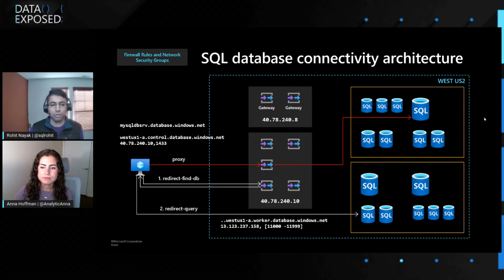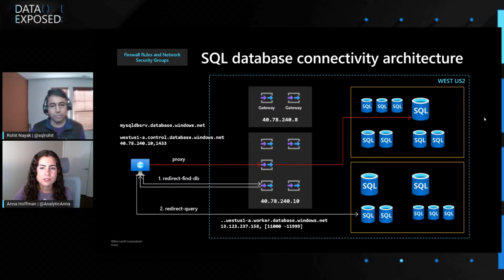Now, one thing to call out is that proxy versus redirection is something that you as a customer can set at the server level, and I'll show that to you in our demo. If you do not set anything, the default behavior is that we will use the proxy connection method when you are connecting from outside of Azure, and we will use redirection when we detect that your client is connecting from inside Azure.